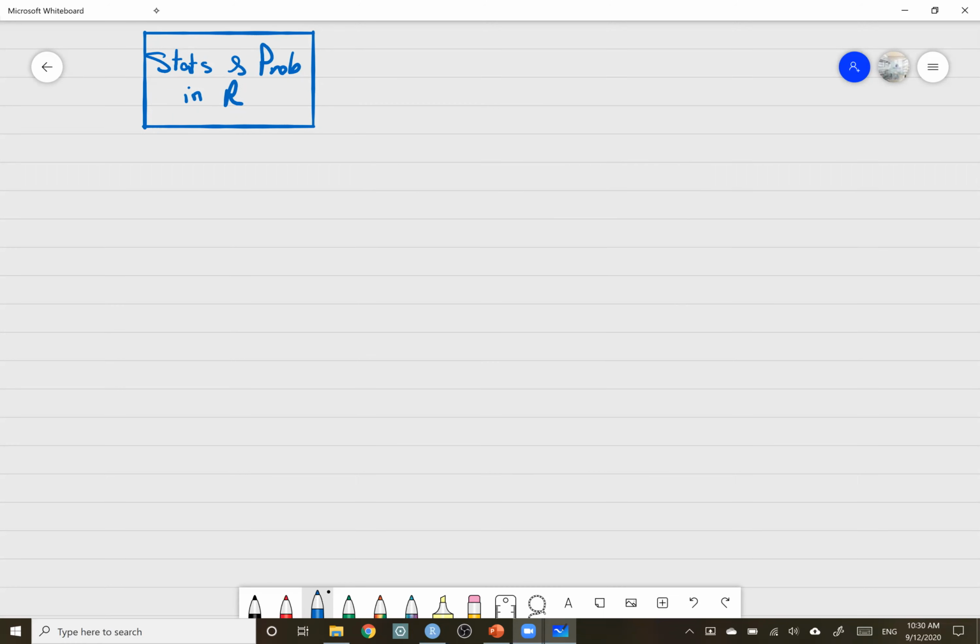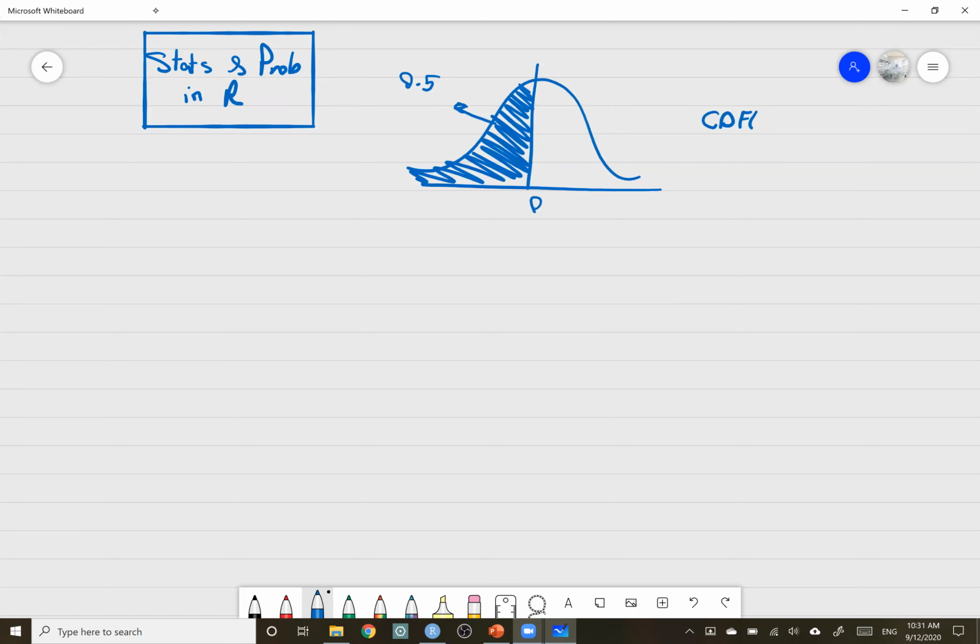So imagine I want to calculate something like this. This is a normal distribution. Here is 0. What is the area under the curve to the left? Without doing any calculation, you know that this is 50%, right? 0.5. How do we do it in R? So what are you looking for? You're looking for the area under the PDF curve from 0 to the left. So basically, this is the CDF of 0.